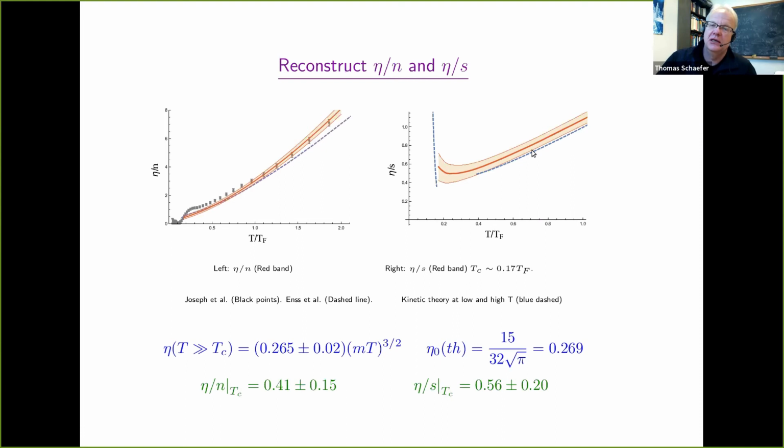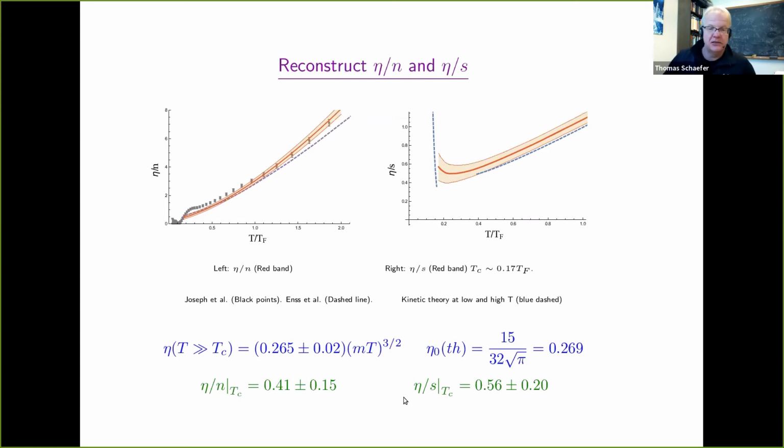The dashed lines you see in the plot on the right-hand side is the kinetic theory. So this dashed line is the high temperature kinetic theory. This dashed line is the low temperature kinetic theory. So again, that was my comment that it looks super steep. The actual data, at least above Tc, they seem to sort of flatten out. Again, this band is a kind of error band.